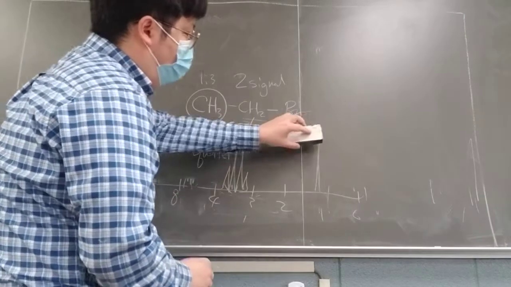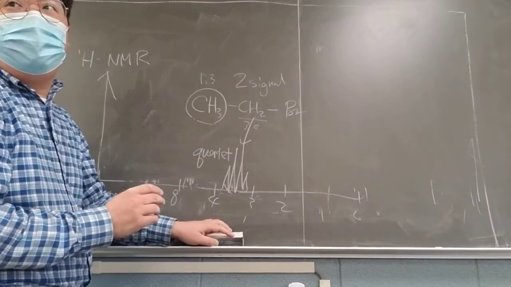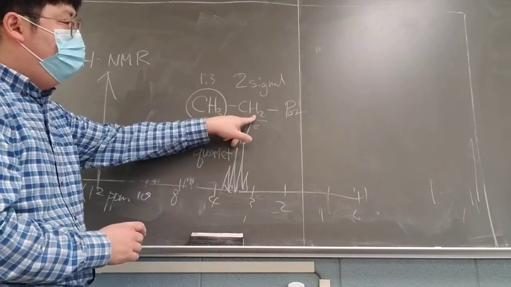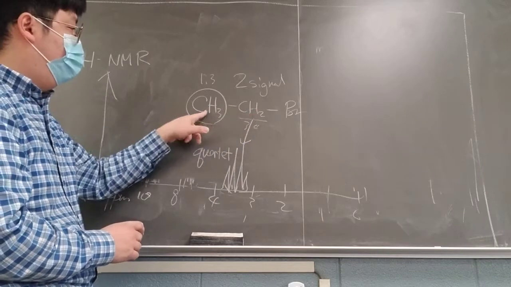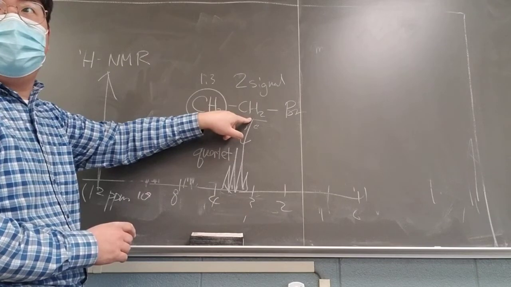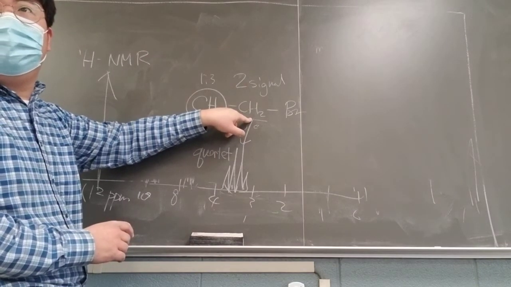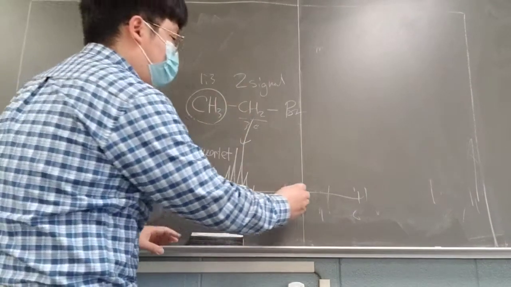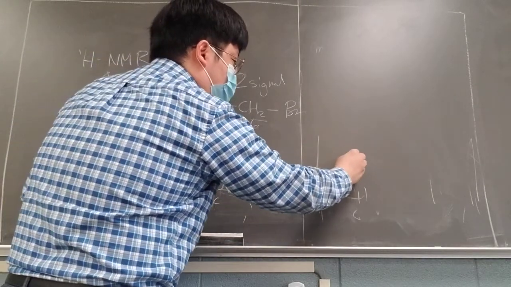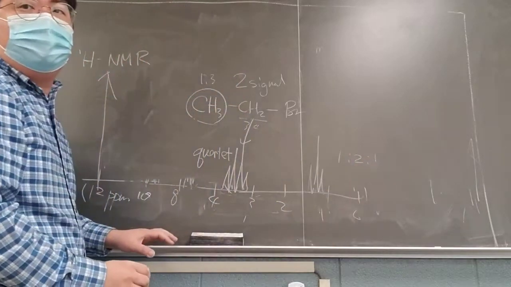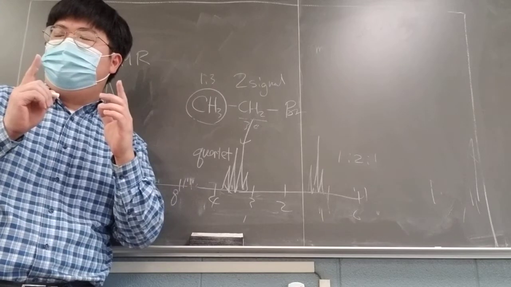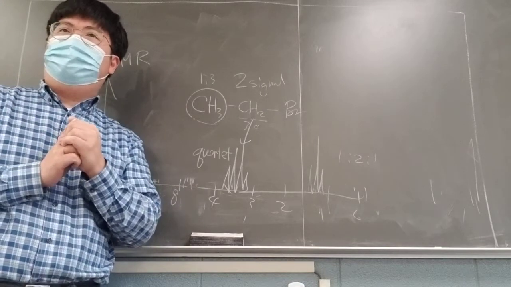Okay, so how many peaks will be there? This signal will be affected by 2 equivalent protons, but not by this one; those are equivalent to each other, right? So how many peaks? n plus 1 will be 3, perfect. And the ratio will be 1 to 2 to 1. Okay? That's it, really.